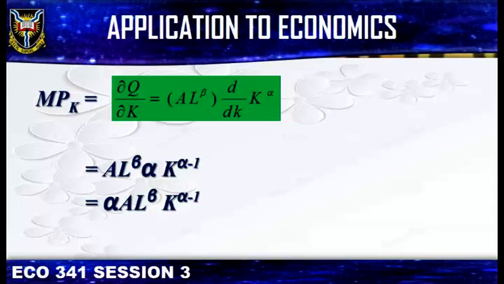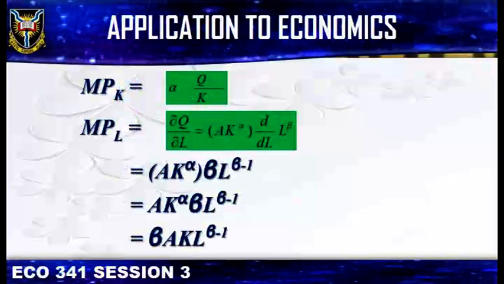MPK = ∂Q/∂K = (AL^β) d/dK K^α = AL^β αK^(α−1) = αAL^β K^α / K. So MPK = αQ/K.